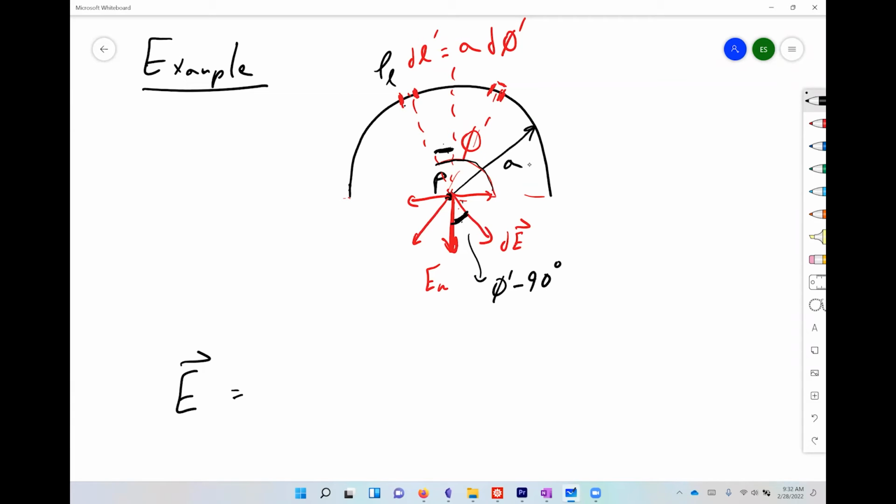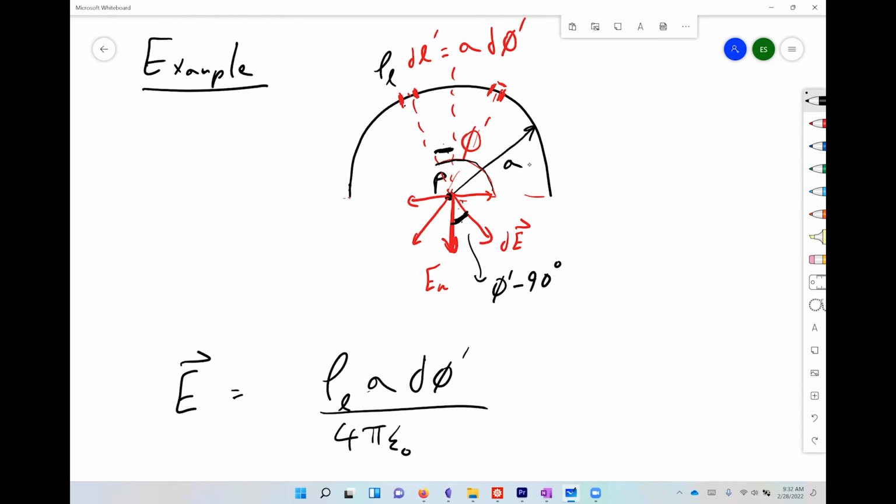Okay, so E is going to be Coulomb's law: rho L A d phi, the line charge density times the line segment, which gives me the charge, over 4 pi epsilon naught. And now we have to determine this distance. What is this distance? A, right? It's a semicircle, so the distance is always going to be the radius. It's going to be A squared.